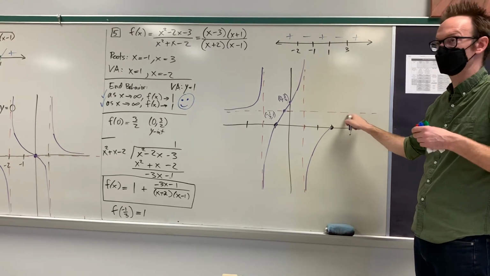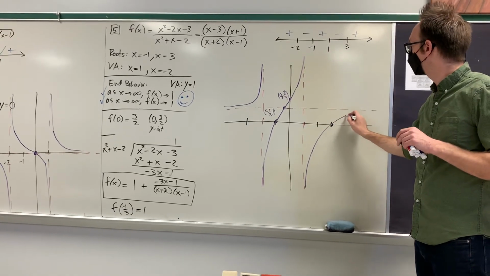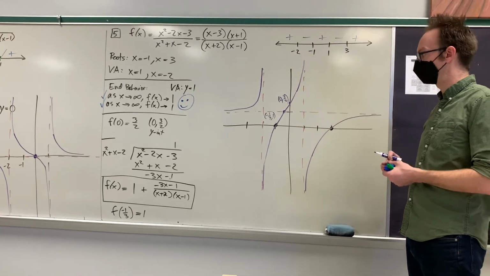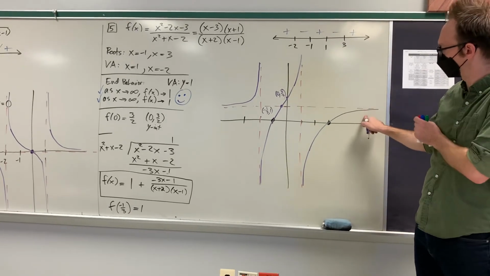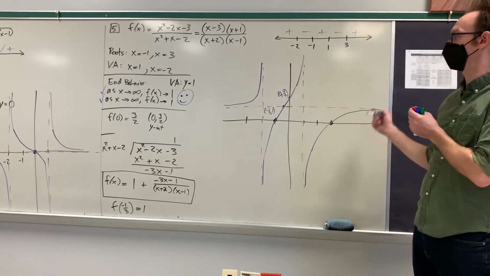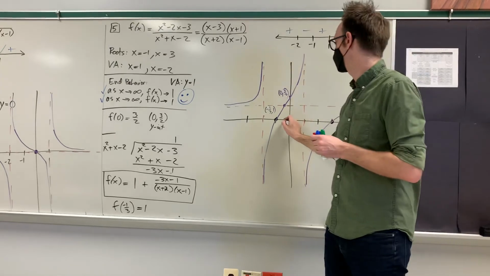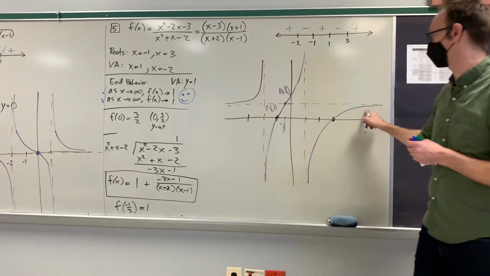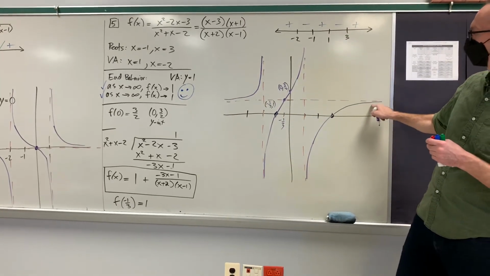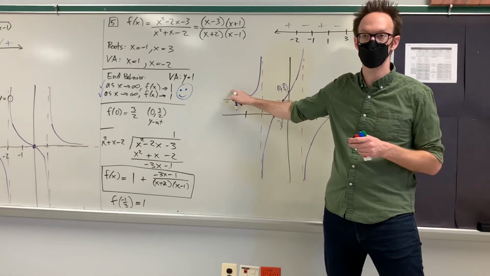Is it going to cross this asymptote or not? The answer is I know it's not going to cross, because I know that my function crosses the line y equals 1 once and once only. That is here at negative 1/3, so it doesn't cross over here. So it stays below this asymptote over here and it stays above the asymptote y equals 1 over here.